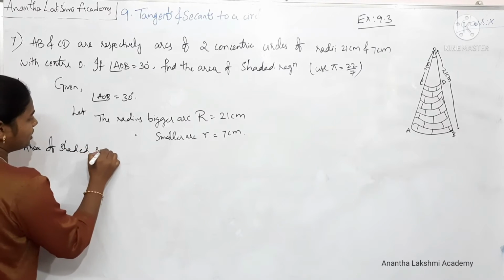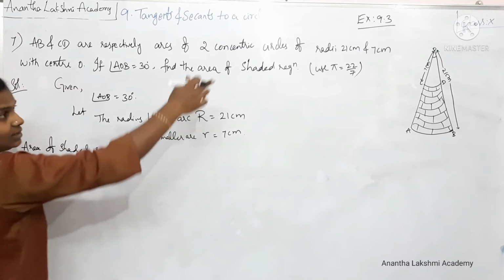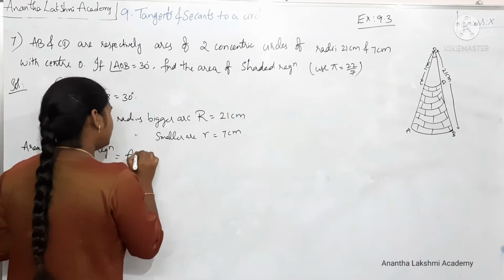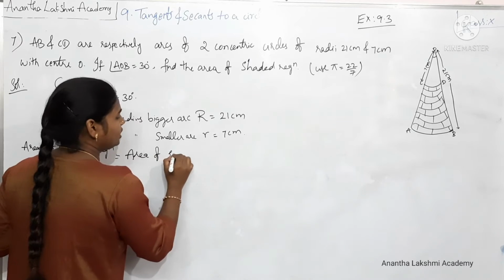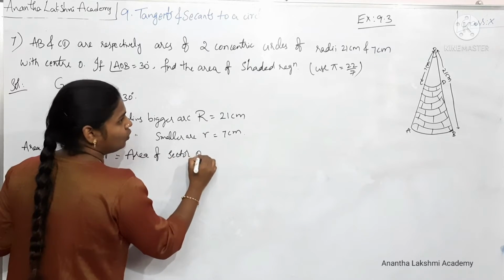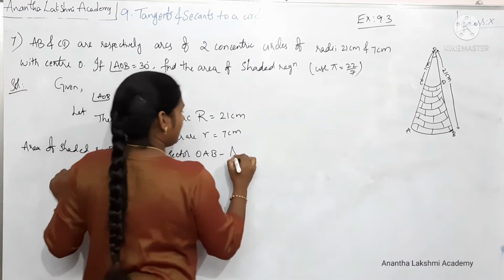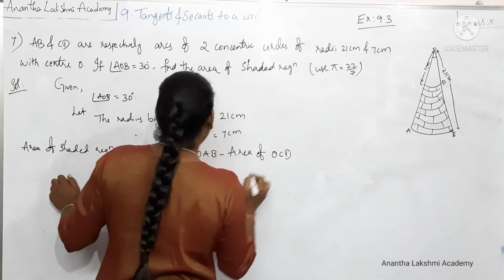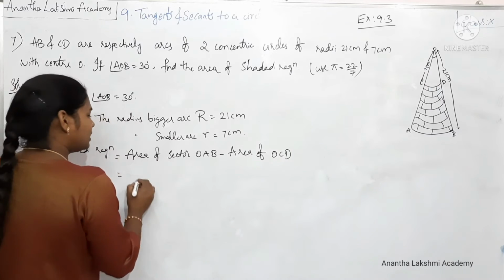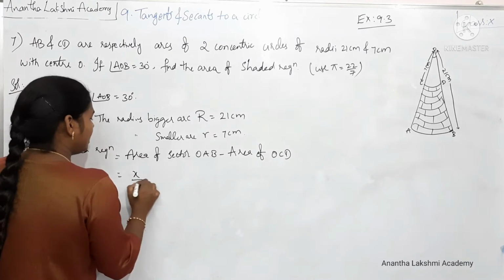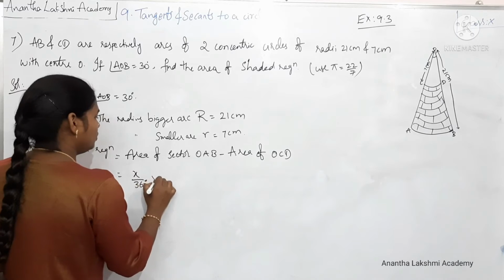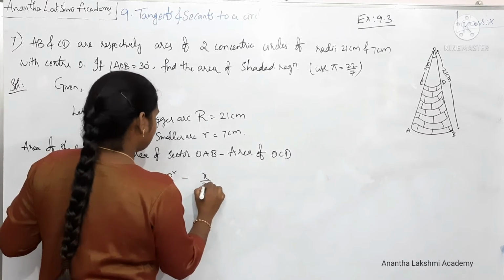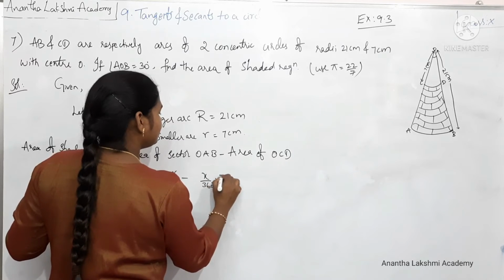So the area of the shaded region can be given by the area of the bigger sector minus the area of the smaller sector. How do we put that? Area of sector OAB, the bigger sector, minus area of the smaller sector OCD. Now what is the sector formula? x by 360 into pi R square minus x by 360 into pi r square.